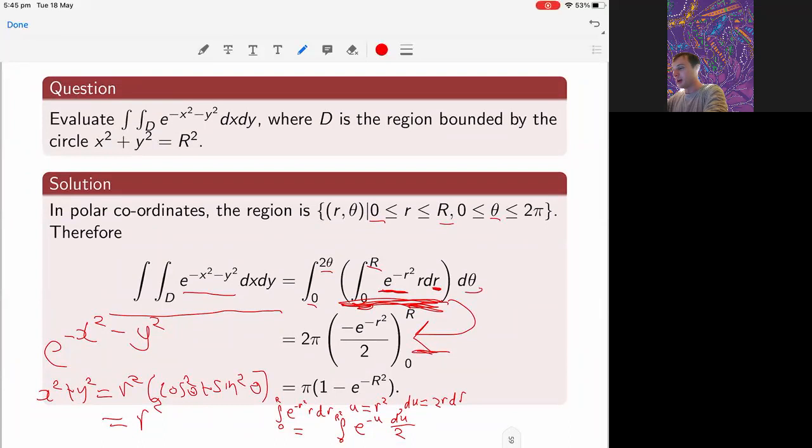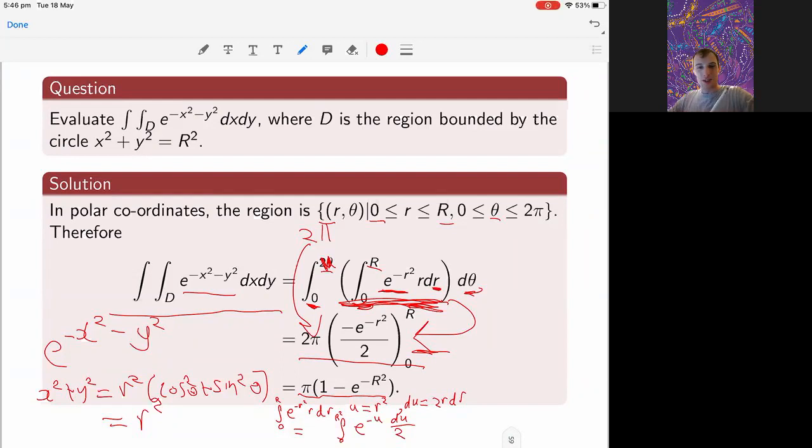And then the 2 pi just comes from the fact that I'm integrating from 0 to 2 pi. Sorry, typo here. This should be 2 pi. So the 2 pi comes down there. This is now just an evaluation I know how to do. And what I end up with is pi times (1 minus e to the power of minus R squared). So this is how you perform an integral using polar coordinates.